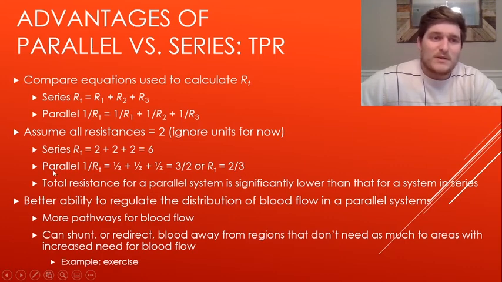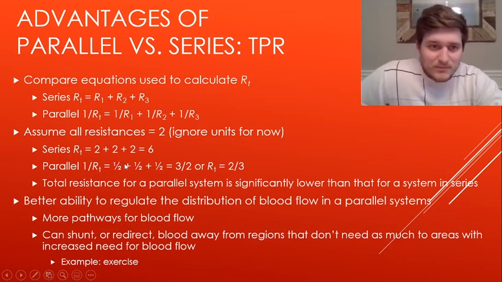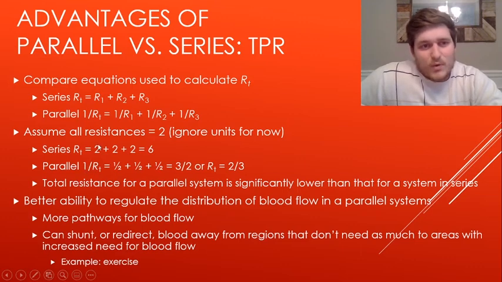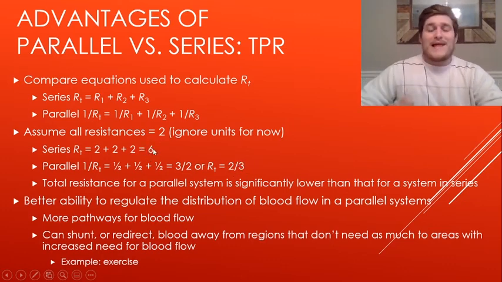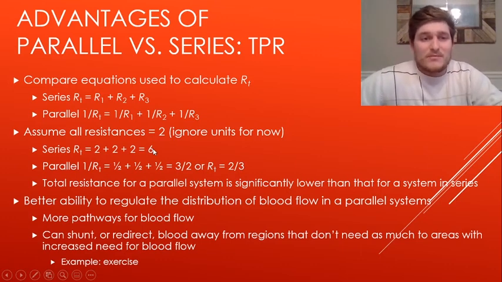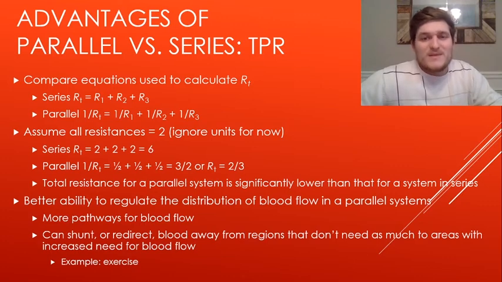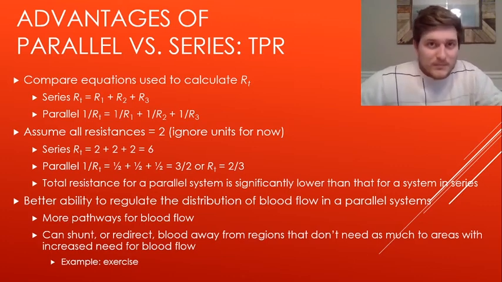While if we did the math for a parallel system, each individual reciprocal would add up to 3 over 2. And again, since this is 1 over, we would just flip this to see that our total resistance would be equal to 2 over 3. Much less than the series system. So again, overall total resistance in a parallel system is significantly lower than that for a system in series.